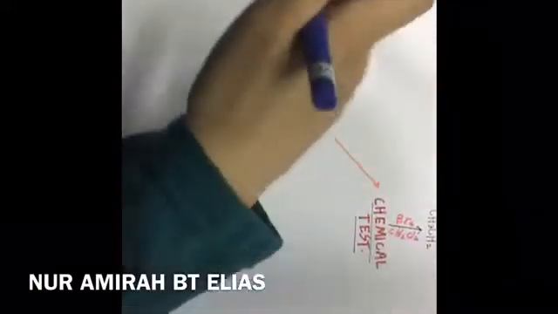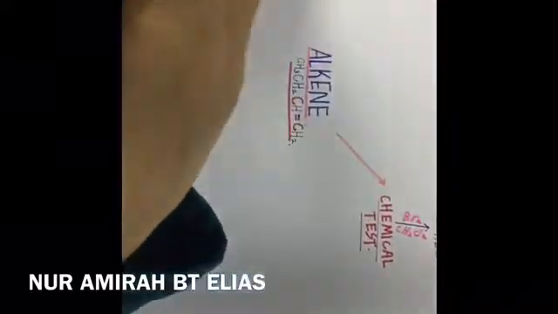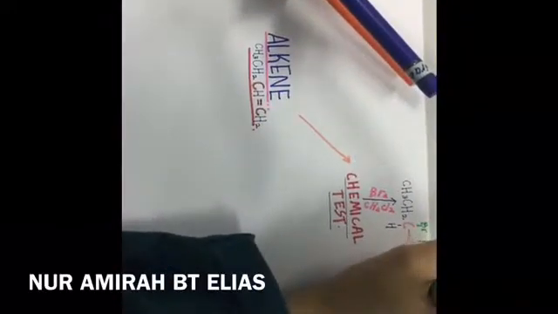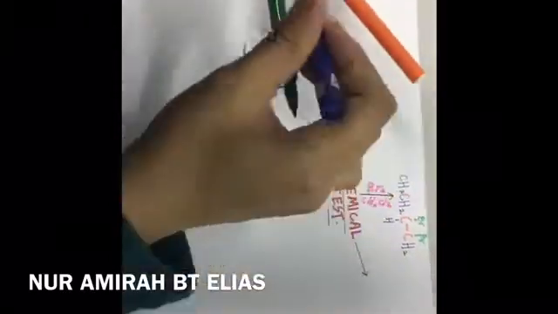Assalamualaikum. I will discuss question A. In question A, there are three main points that we will discuss. The first is chemical test, the second is preparation, and the third is chemical properties. So I will discuss chemical test first.